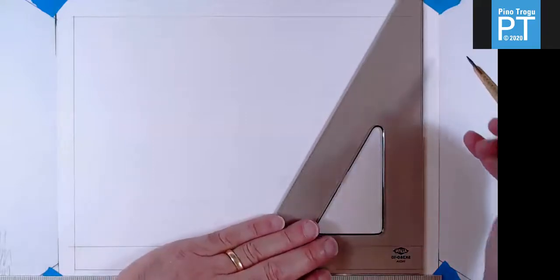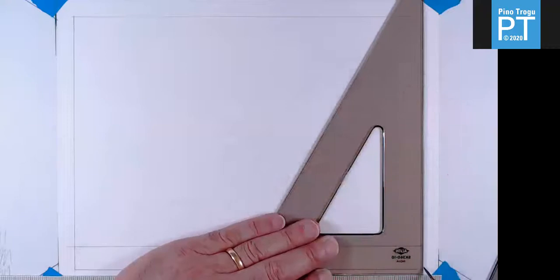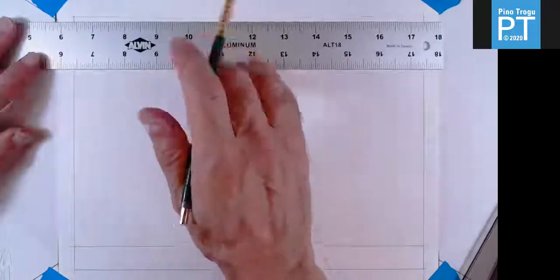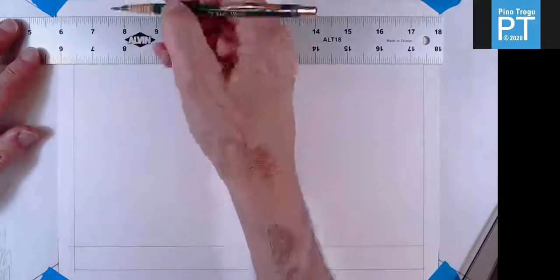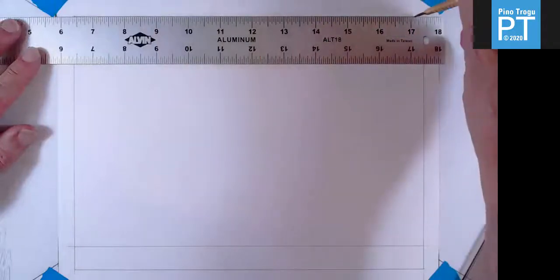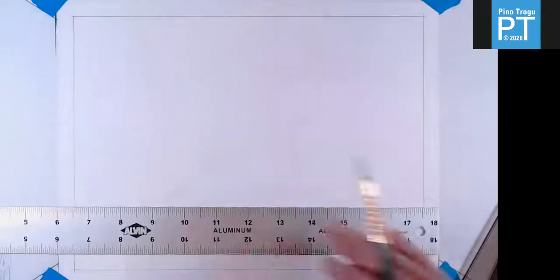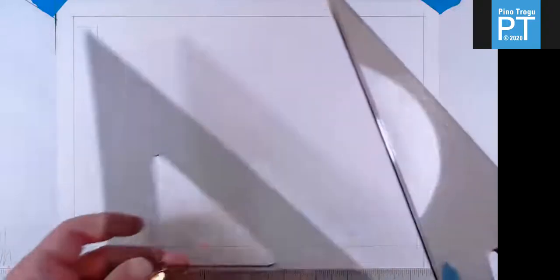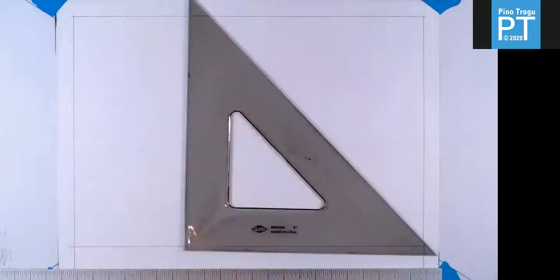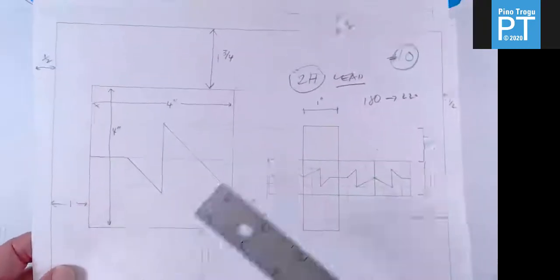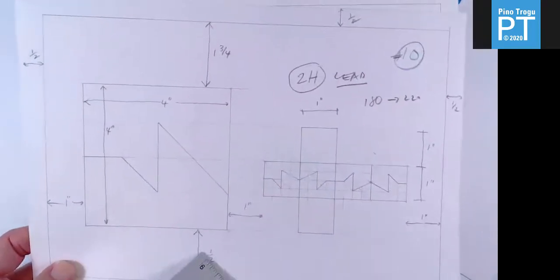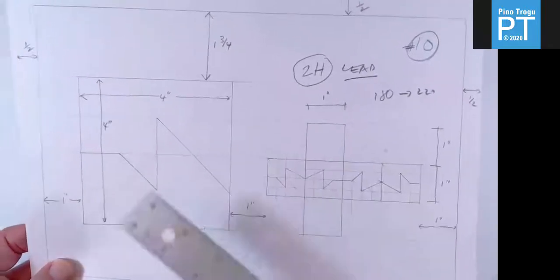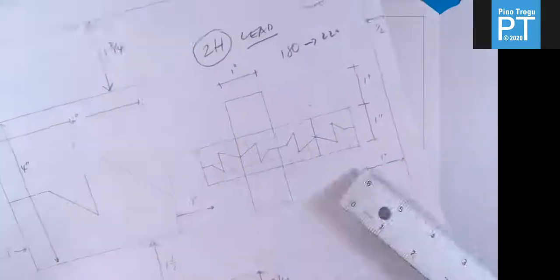So let's see. I can't quite see at the top there. I think I just need this one, if it's enough. So I'm going to look at my drawing again real quick. 1 inch on the left, 1.5 at the bottom. And I think the rest I'm going to remember. 1 inch, 1 inch, yeah.